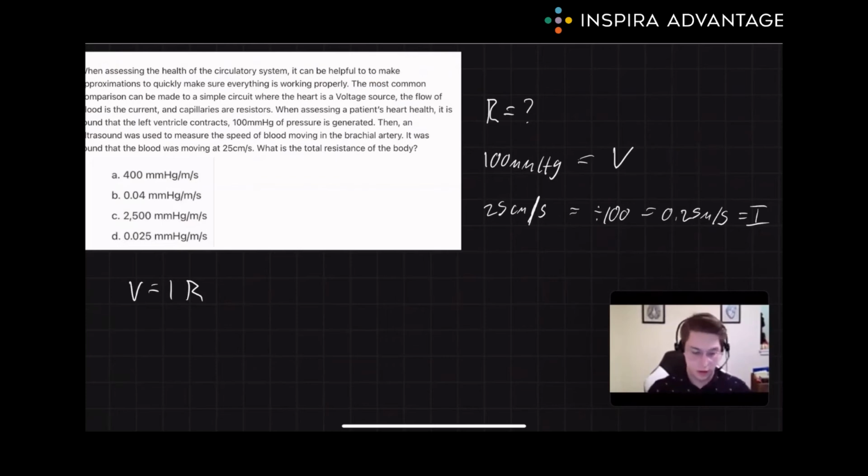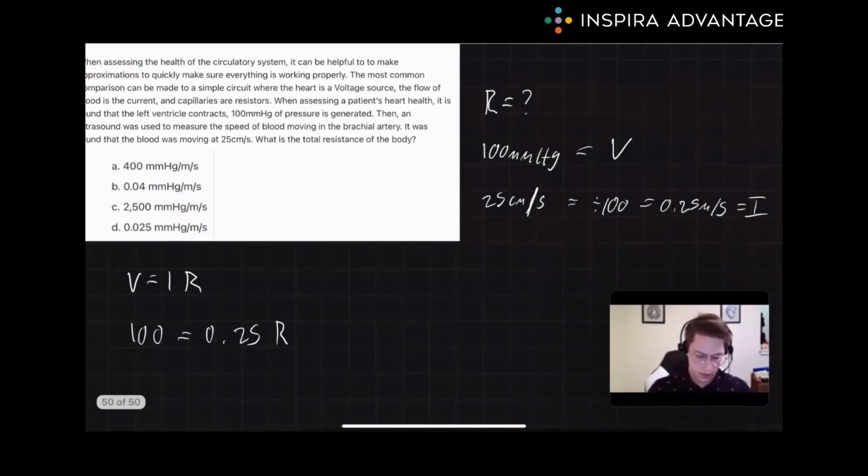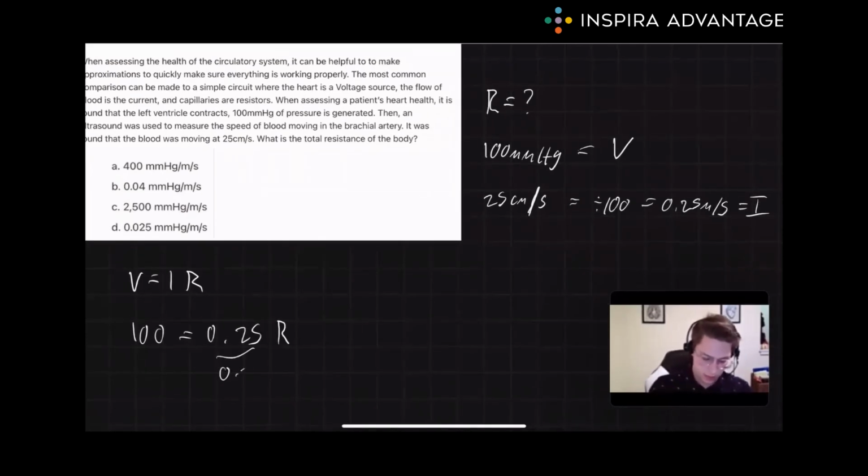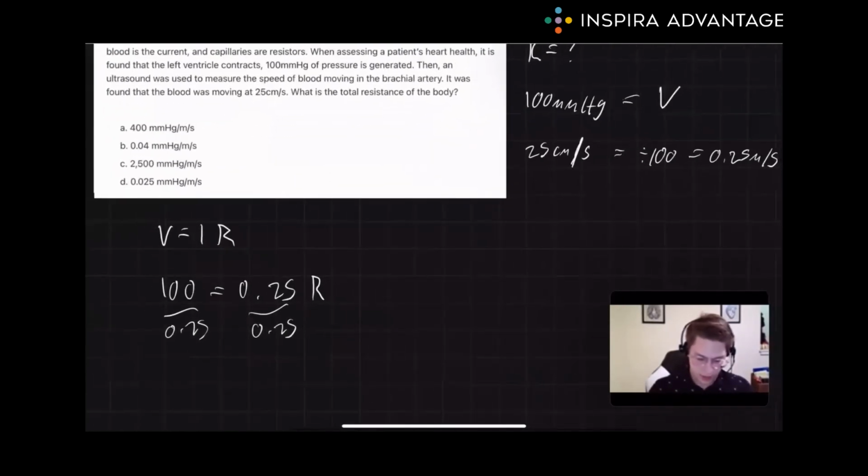Now we can just plug in our numbers. We know that our 100 is our voltage, so plug in 100 there. We know our current is 0.25, and we don't know our resistance, but we know we want to solve for that, so we'll just put the R in there. Now it's just division. Divide both sides by 0.25. As we solve this out, 100 divided by 0.25 is the same as multiplying 100 by 4. So we get 400 equals our resistance.